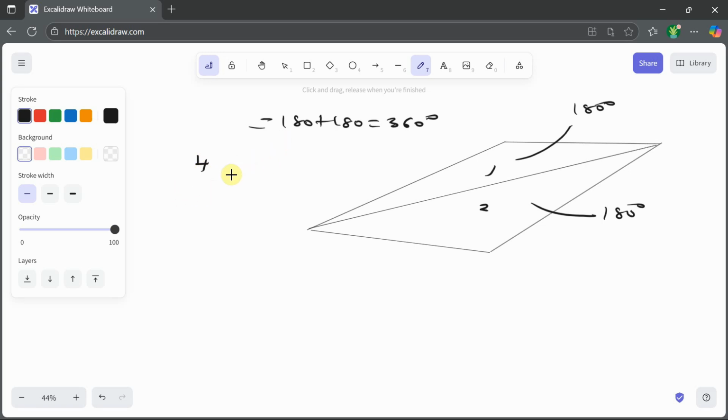If you look at our formula, we said n minus 2 times 180 degrees. So the n here will be 4. That will be 4 minus 2 multiplied by 180 degrees, which gives you 2 times 180 degrees, and that will also give you 360. Or you can say this is the same thing as 180 plus 180. Still hold that thought. Let's look at another example.